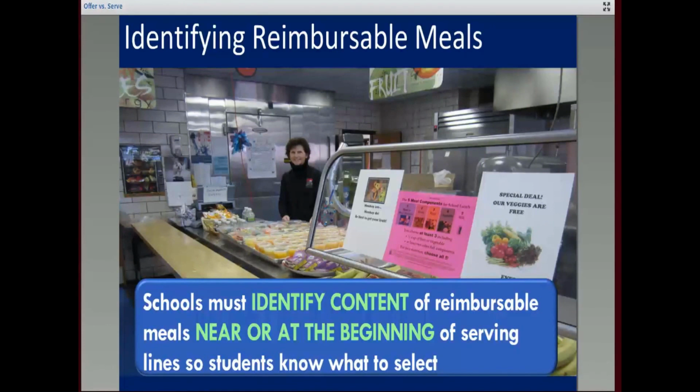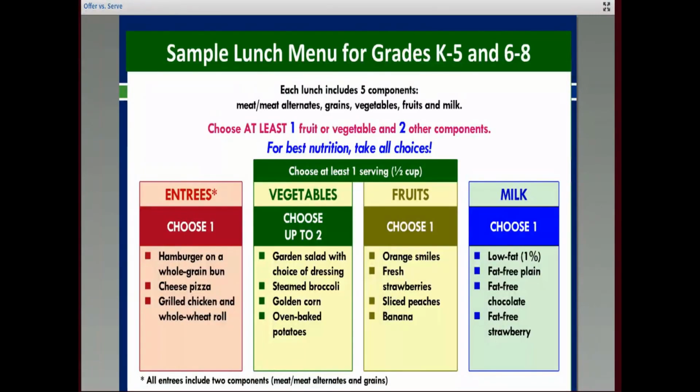Identifying the reimbursable meals, it is a requirement during your administrative review that we ensure you demonstrate what consists of a reimbursable meal near or at the beginning of the serving line. This way students know what to select. It also helps speed up the process through the menu serving line as well.